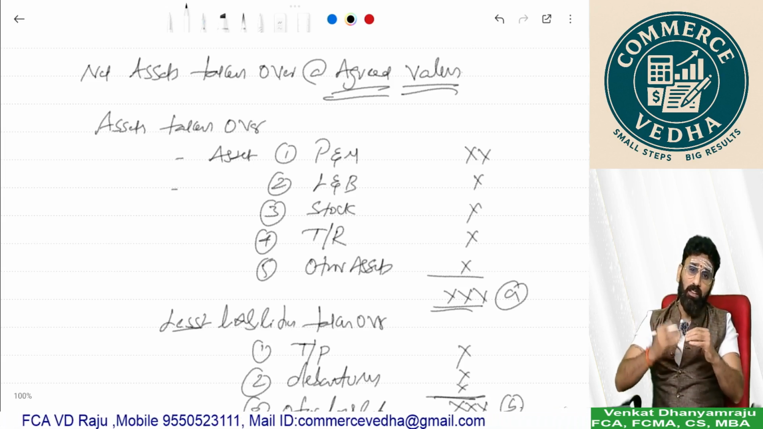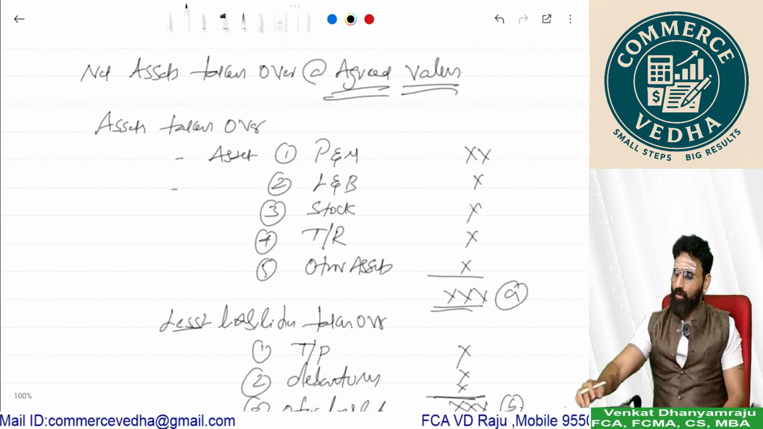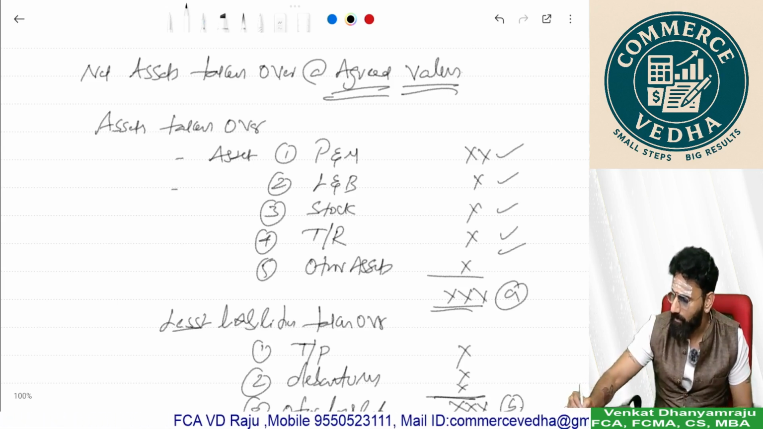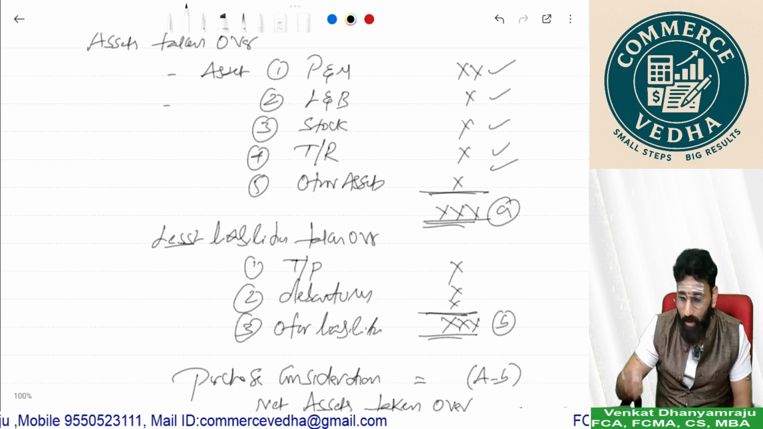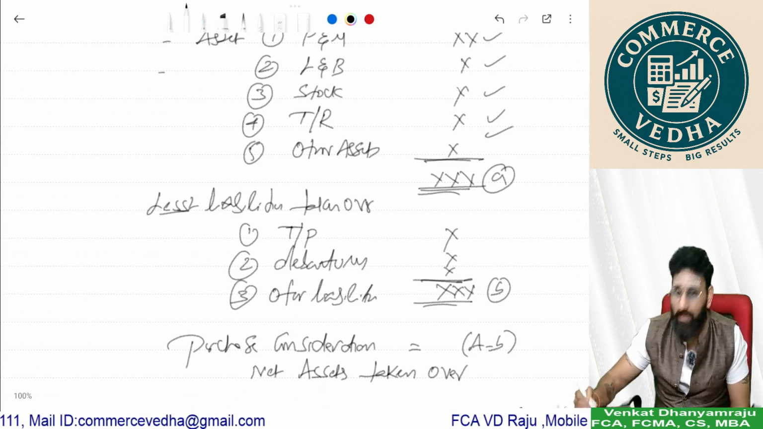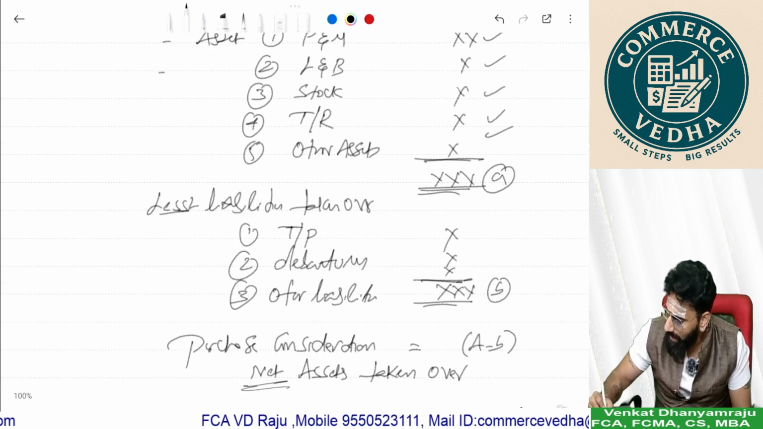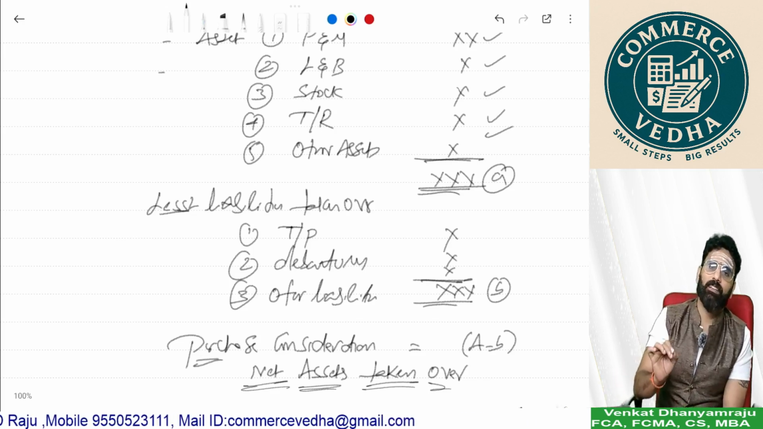So you need to see what assets are agreed to be taken over at which values, and what liabilities are agreed to be taken over at which values. Those values you need to take into account, and add the asset values taken over and deduct the liabilities values taken over, and the difference is called net assets taken over, or we can call it purchase consideration.